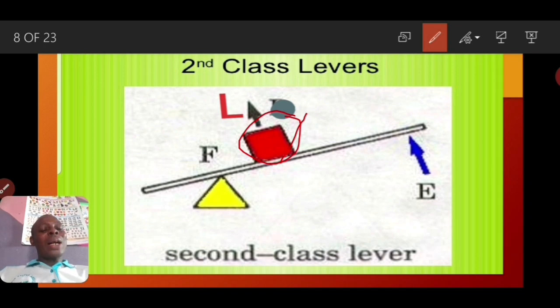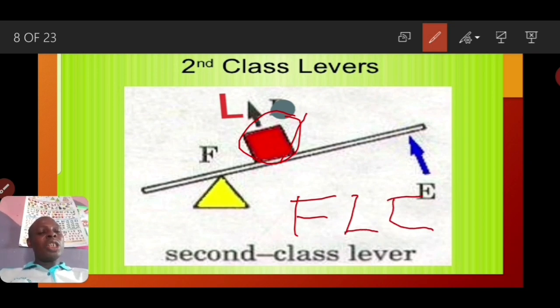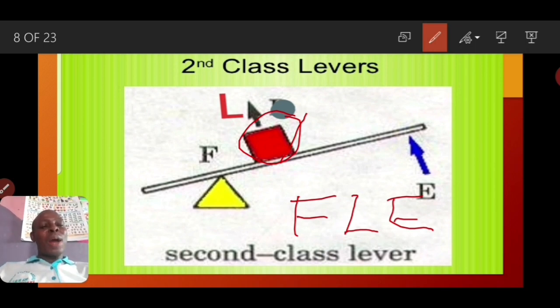So the second class is F, L, E, an acronym to remember it, FLE, which is second class flea. Just remember that. It will help you to remember it very fast. Second class, what? Flea. FLE. The load is at the middle between the fulcrum and the effort. I hope you are following.